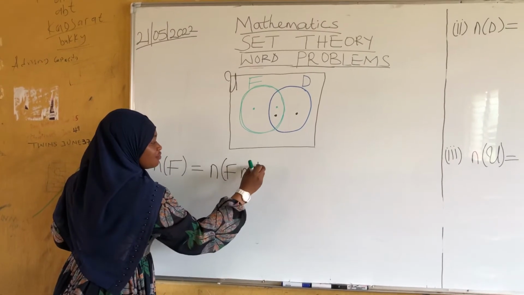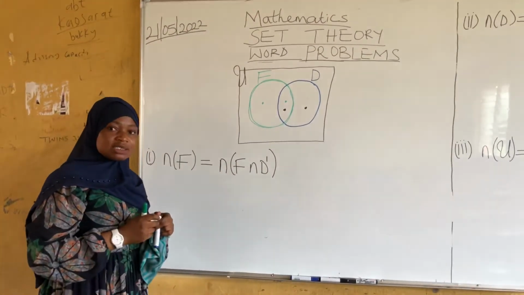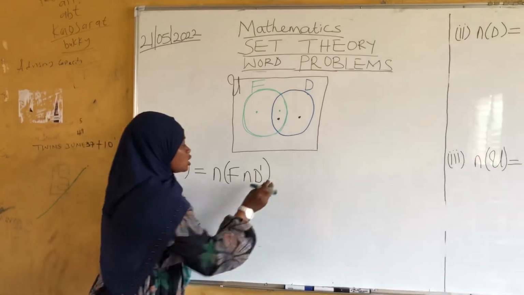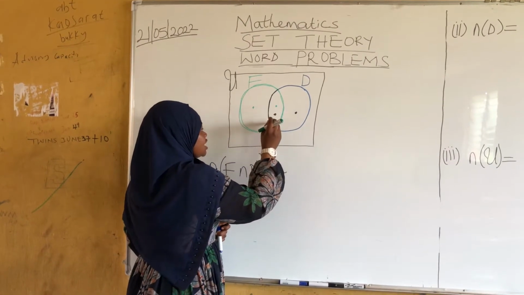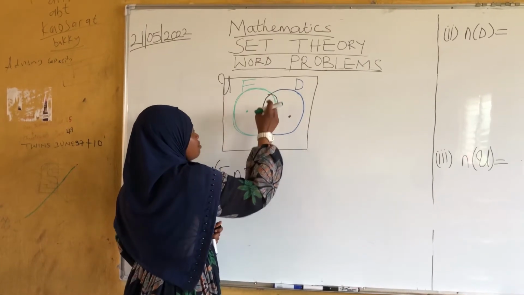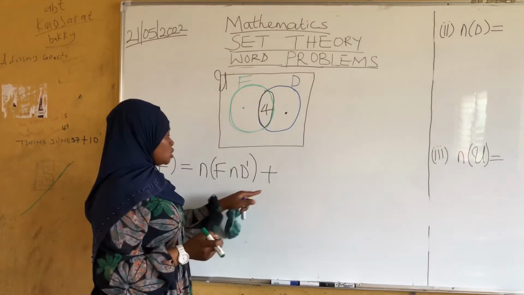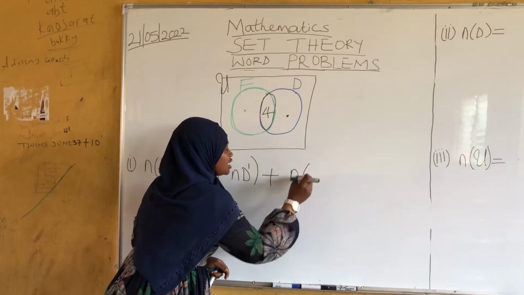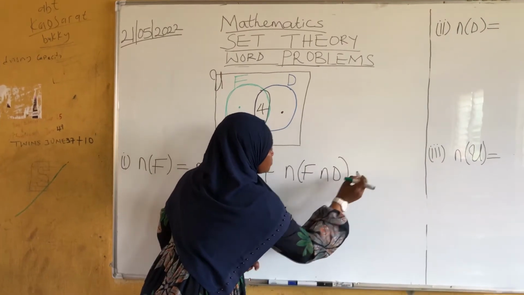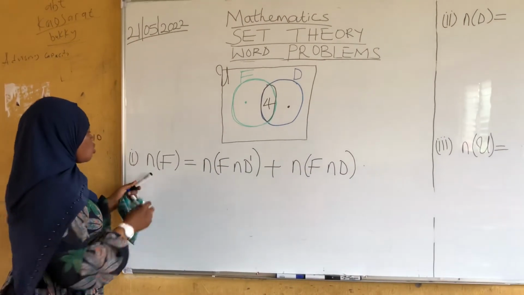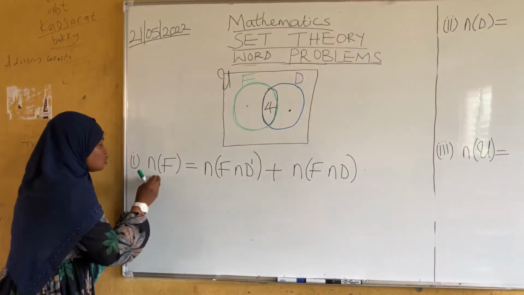That is F minus D in the relative complements. Please go and watch it. Plus, this is their intersection. That is those that dance to both music, and we were given it to be 4. So this is the cardinality of those that dance to both music. Here we were given those that dance to Fuji music to be equal to 10. So we have to substitute it.